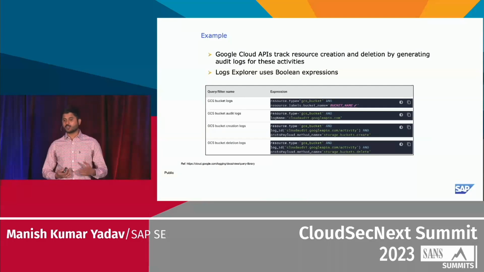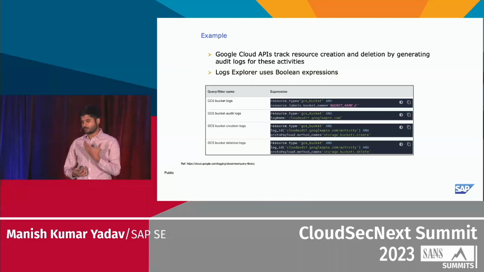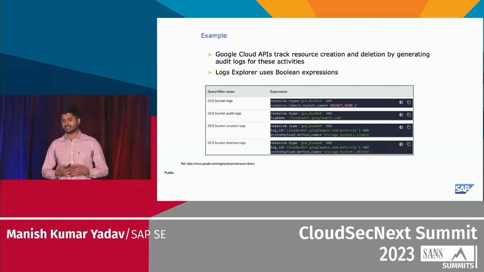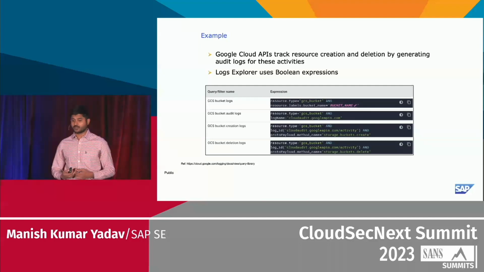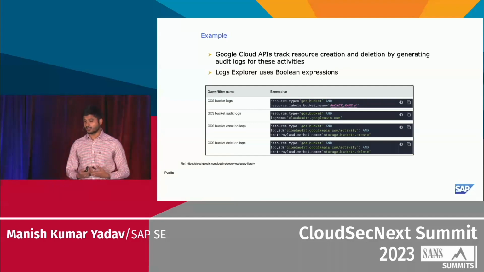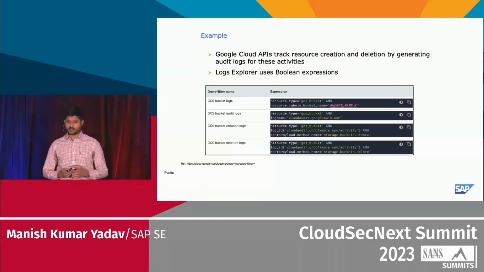And then you can also mention the bucket name, whatever you have created. And when you put this query into your log explorer, you get the information about whatever you're looking for. Same thing for the audit logs as well. If you're looking for the cloud audit logs, which is coming from cloudaudit.googleapis.com, you can also get that information in the log explorer.